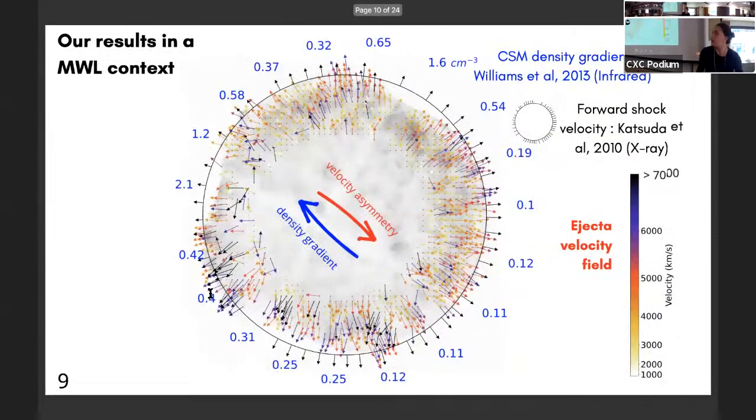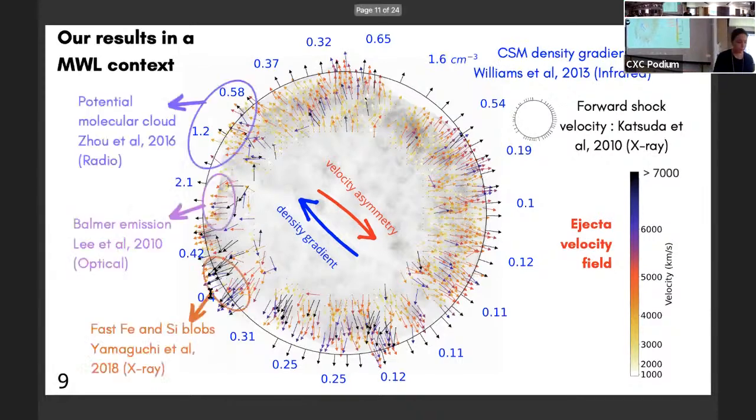So if we do a quick view in the multi-wavelength context, we forward track a measurement by Katsuda et al. 2010. There was an asymmetry between the southwest and the northeast that was shown. And this asymmetry was explained by Williams et al. 2013 with a density gradient on the other side.